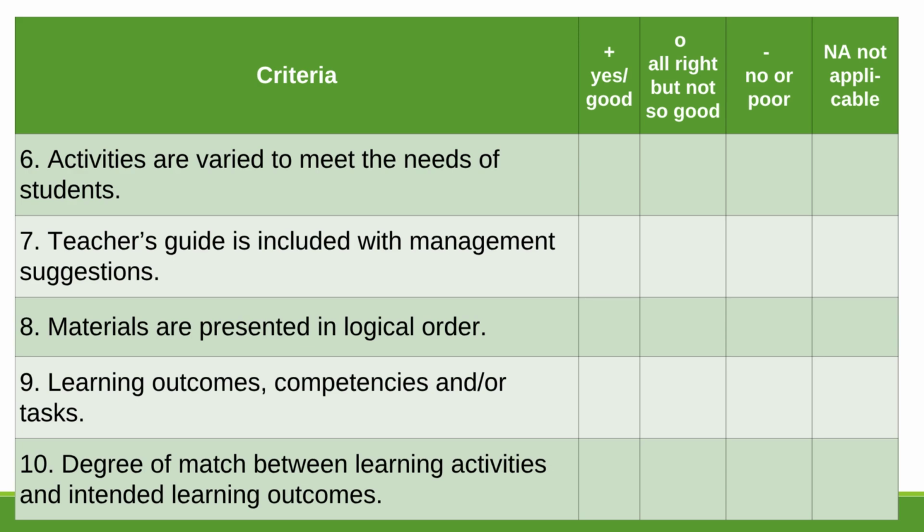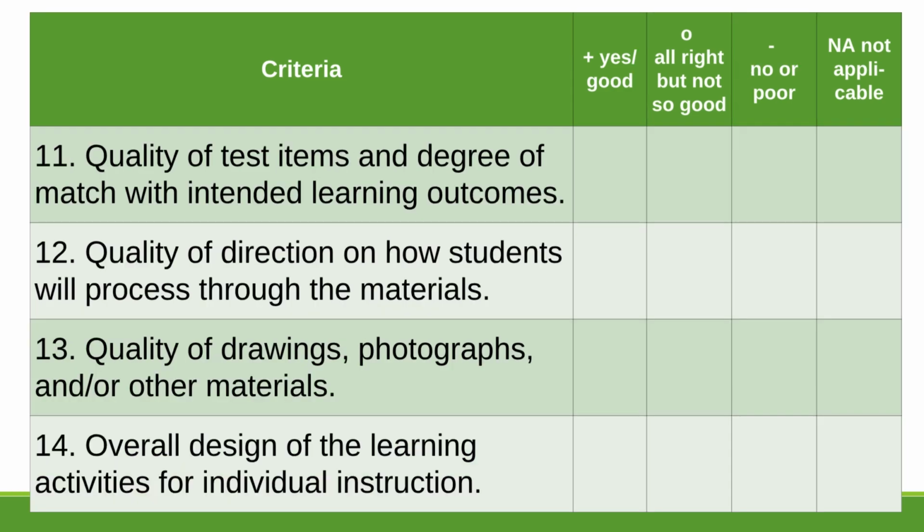10. Degree of match between learning activities and intended learning outcomes. Example, if the outcome is to solve word problems, do activities practice solving, or do they just define terms? 11. Quality of test items and degree of match with intended learning outcomes. Example, are test questions aligned with the lessons taught, and do they assess what students were supposed to learn? 12. Quality of direction on how students will process through the materials. Example, are instructions clear? Is it obvious what the student should do at each step?